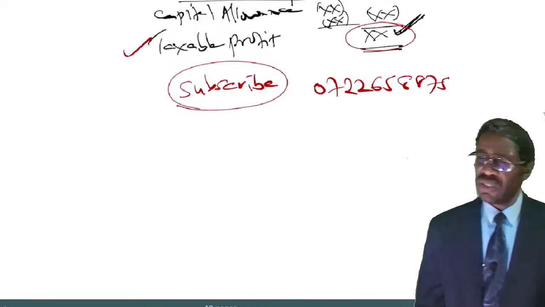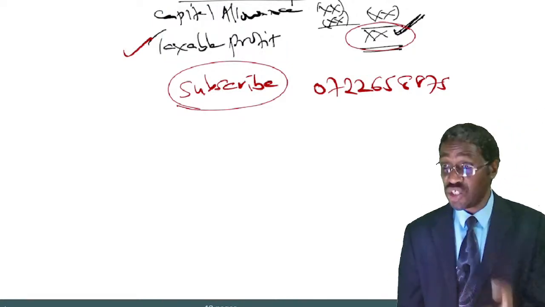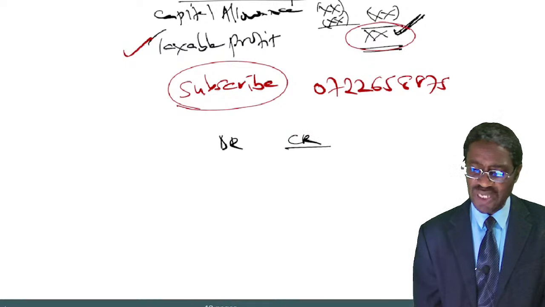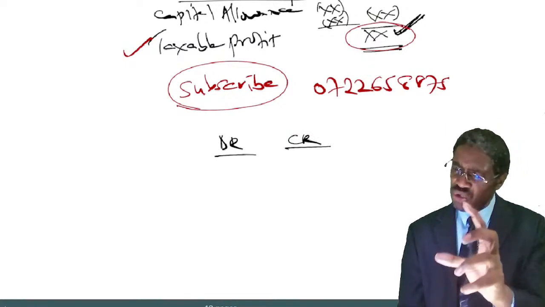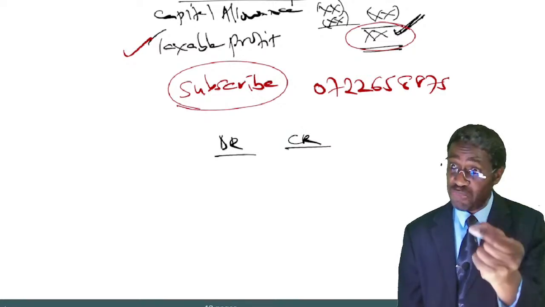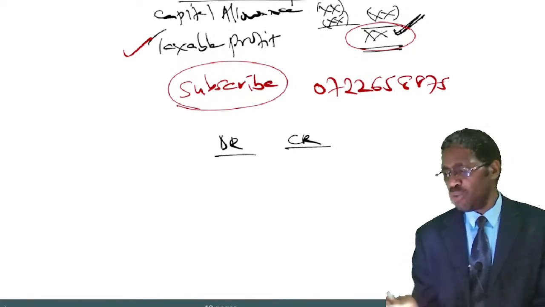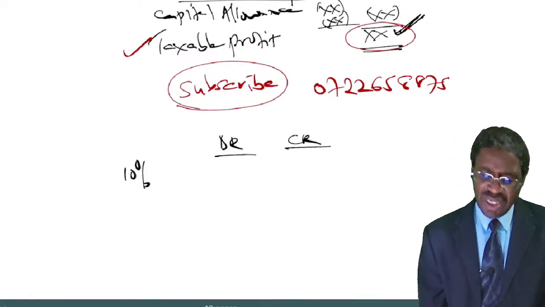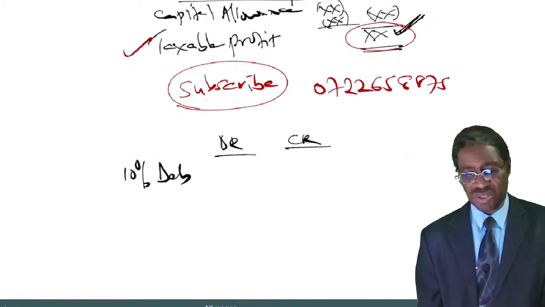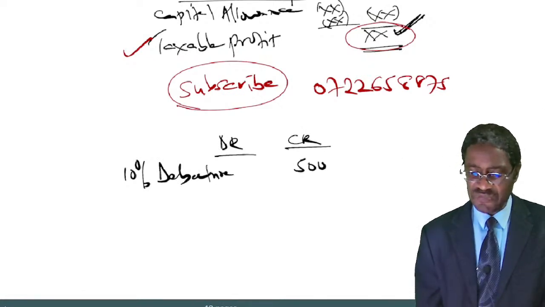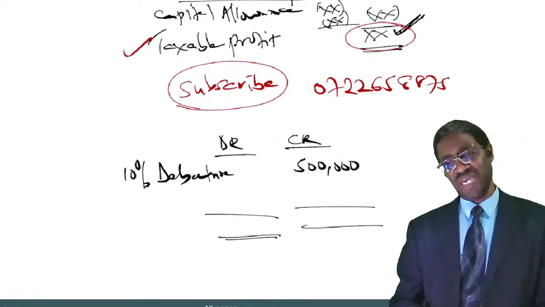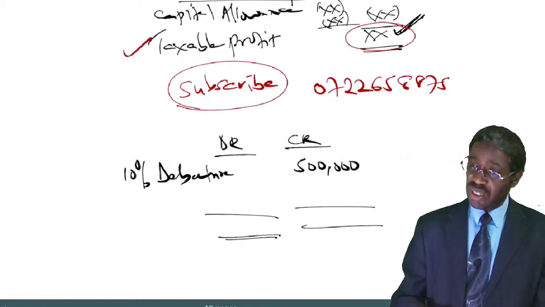But for me to talk about it, let me take you back to your financial accounting lessons. When you did financial accounting, you did company accounts as a topic. In that topic, whenever the examiner wanted you to prepare an income statement, he would give you a trial balance. Let us assume in that trial balance, he gives you 10% debentures, and the amount is 500.